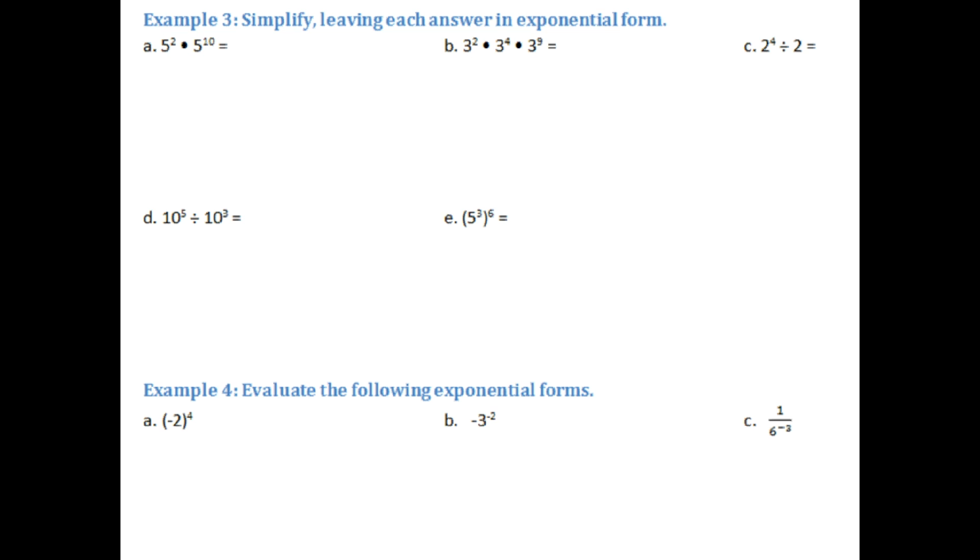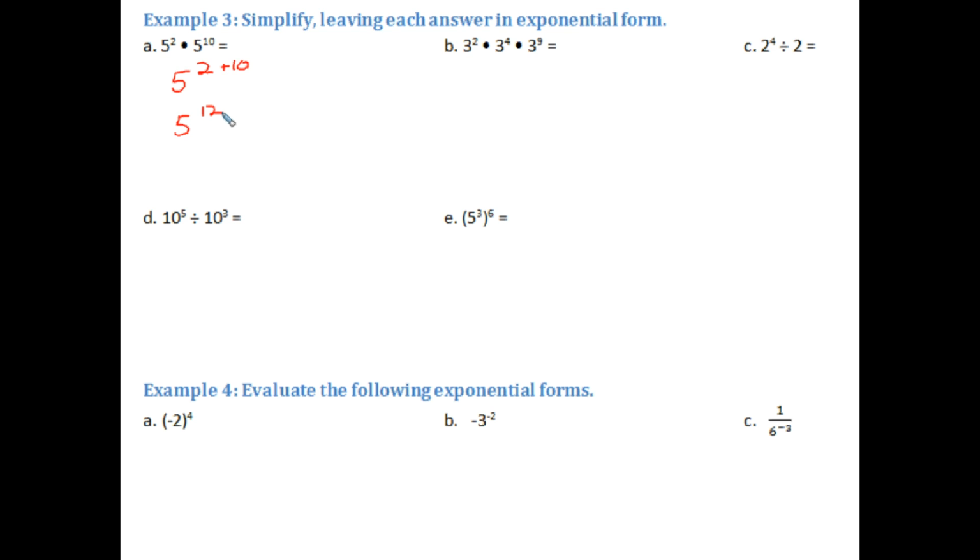So here are several examples we're going to work with to practice using these different properties. First one, 5 squared times 5 to the 10th. Well, that's a power times a power, so we're going to add those exponents. So this is 5 to the 2 plus 10, so this is just 5 to the 12th.